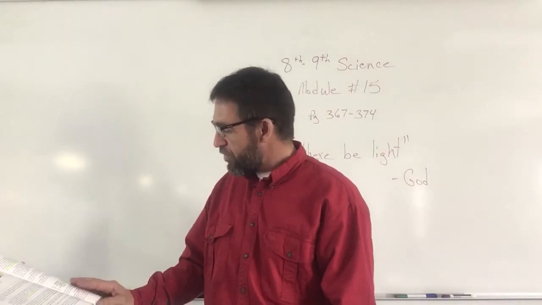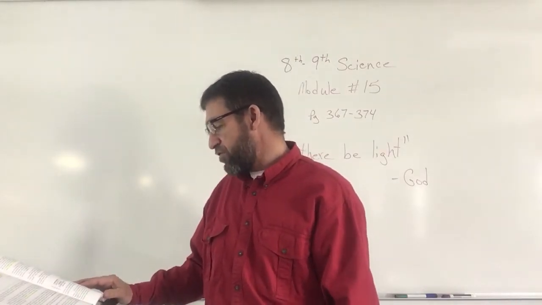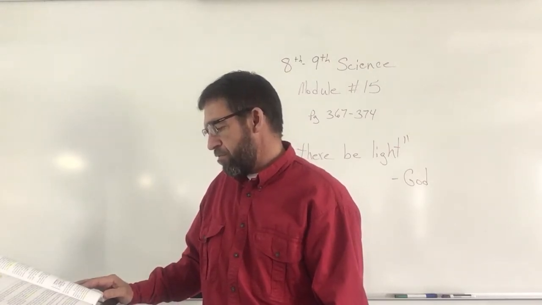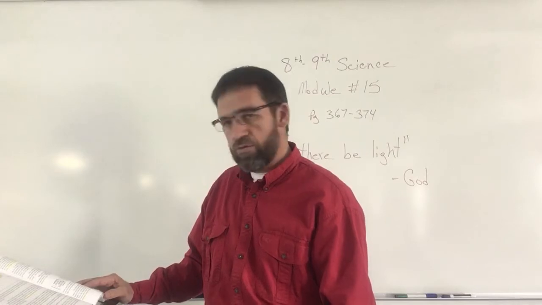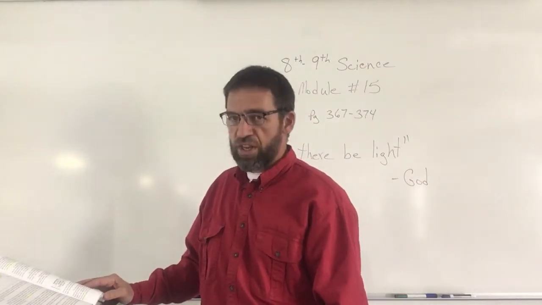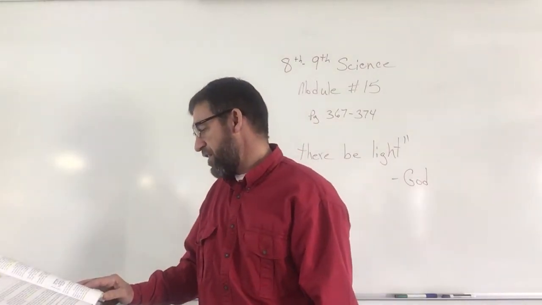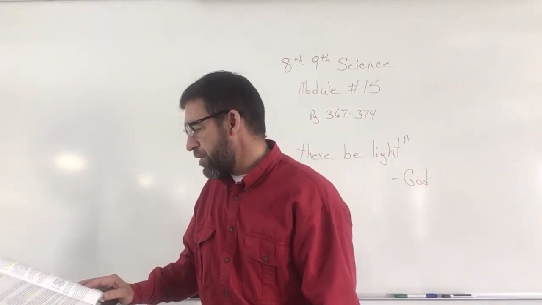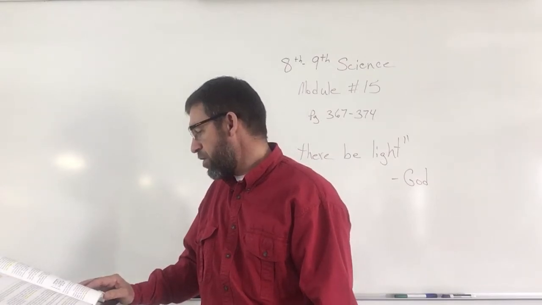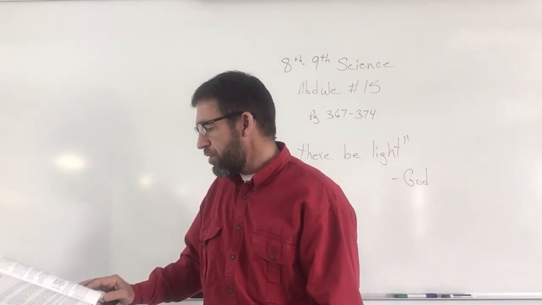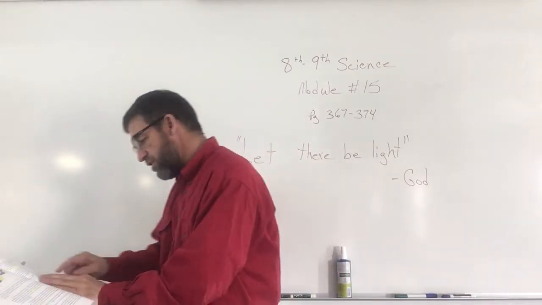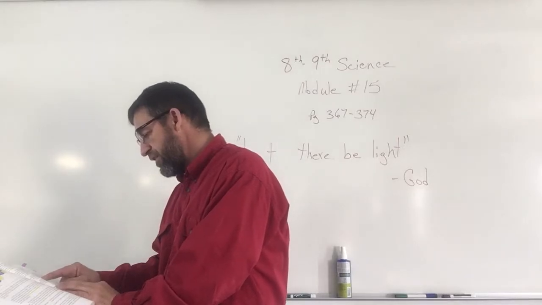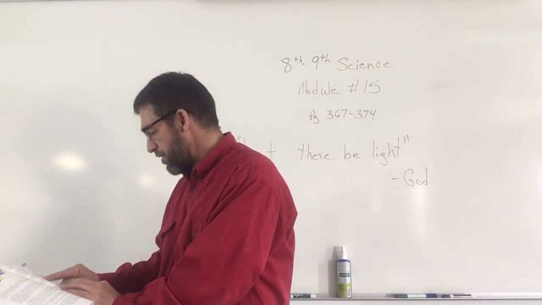You got your list there. The speed of light is 300 million meters per second. It's better said that it's about 670 million miles per hour. 670 million. There we go. 670 million miles per hour.